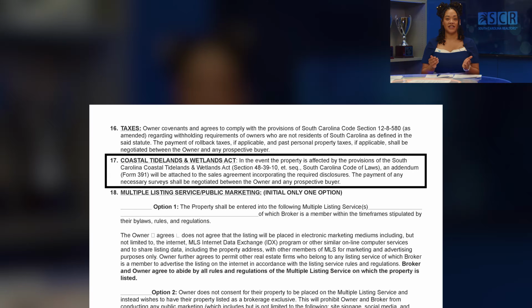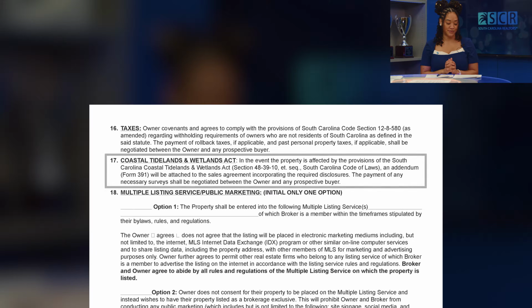Section 17 is the Coastal and Tidelands Wetlands Act. If your property is affected by the provisions of that act, then it will be attached to this agreement and incorporated with any required disclosures under the act. Yeah, that'll be Form 391.